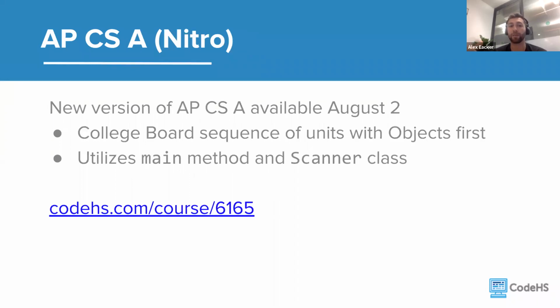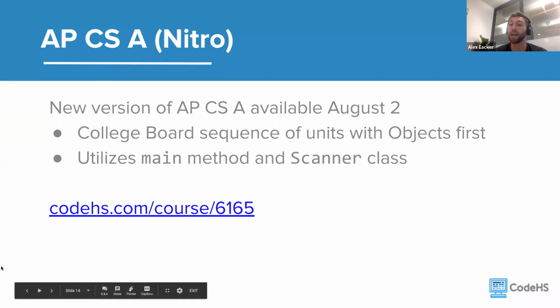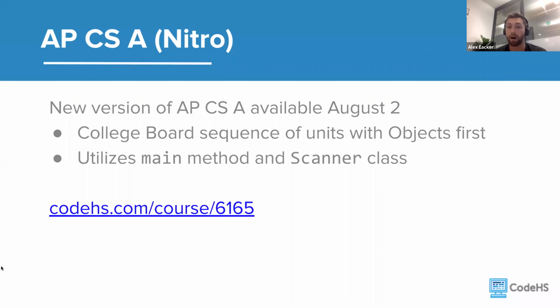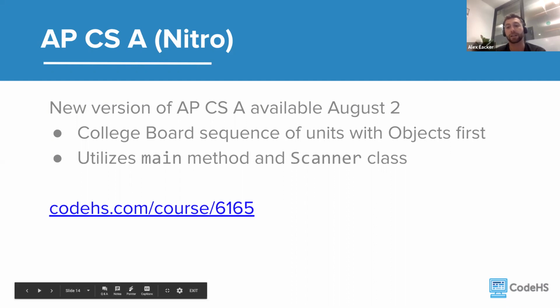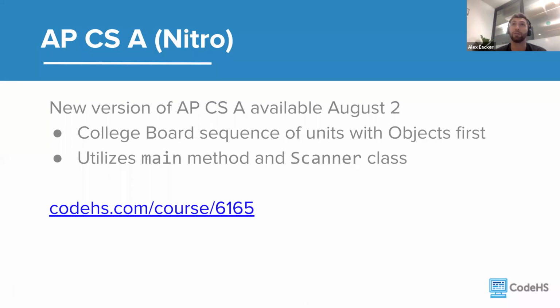The course that we're developing right now is the APCSA Nitro course. So this is a new version of the course that's going to be available tomorrow, August 2nd. This course is actually going to follow the College Board sequence of units with objects first. So as you might have noticed in Evelyn's unit guide, objects are being taught in Unit 2. In the CodeHS Mocha course, objects are taught, I believe, in Unit 4. So this is something that is substantially different between the 2 courses.